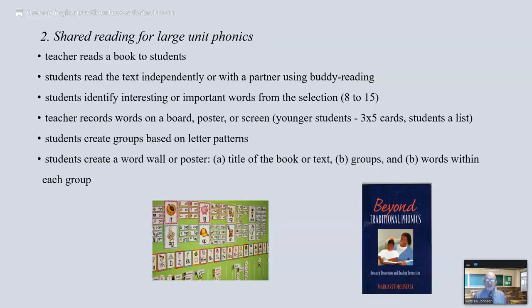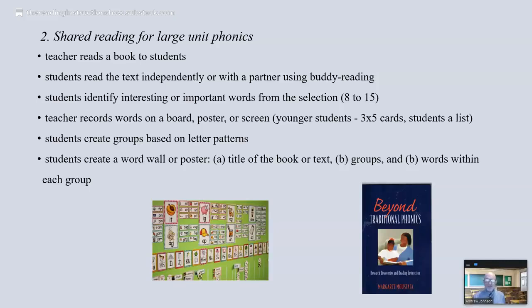Word sort. This invites them to analyze the words based on letter patterns. This is a form of inductive analysis or inductive reasoning, a powerful form of learning. They can decide the letter patterns or letter groupings. And then you can create a word wall or poster based on the title of the book. You can put the groups and the words within each group, and they can see the words in context. And of course, you can use these words for spelling lists or word prompts or riddles or whatever you want.